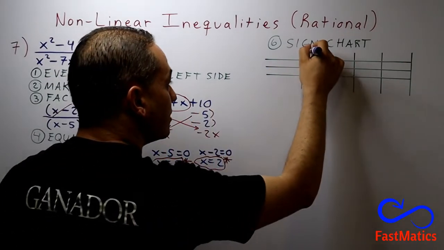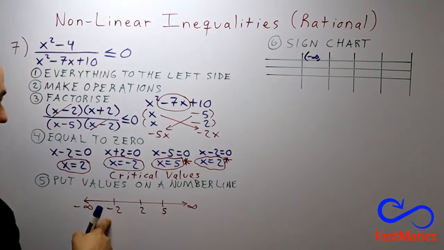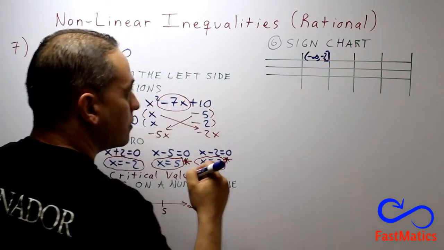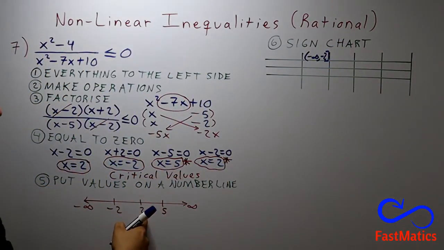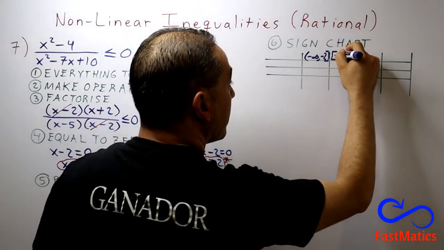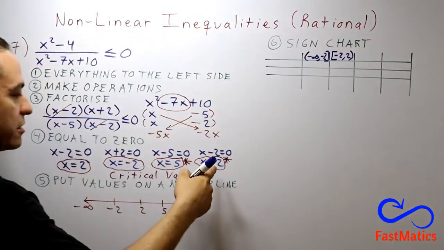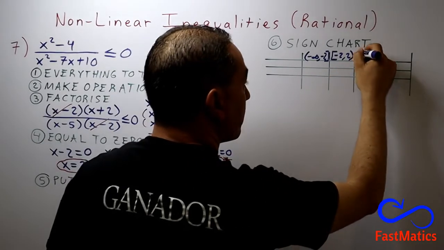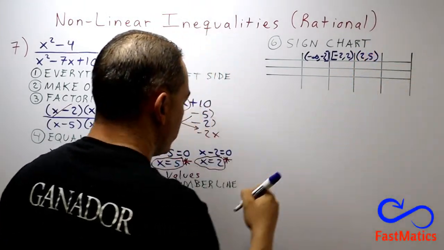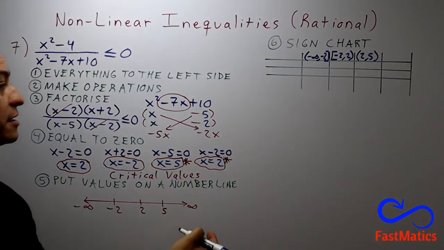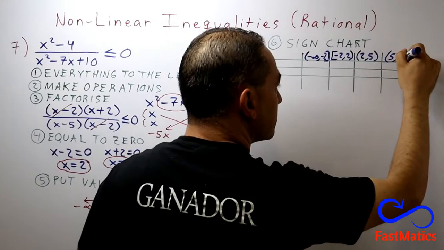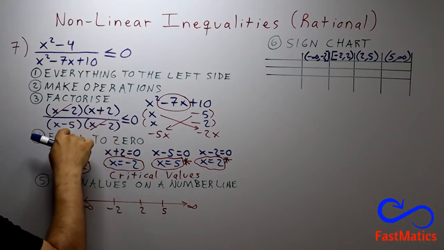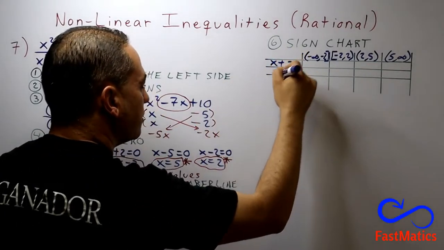So from negative infinity to negative 2, everything with brackets. After that, from negative 2 to 2, but here with parentheses, because the 2 has a mark. After that, from 2 to 5, the same case with parentheses because it is marked. And finally, from 5 to infinity. And here you are going to put the expression. Then you can put only the parentheses that are there.